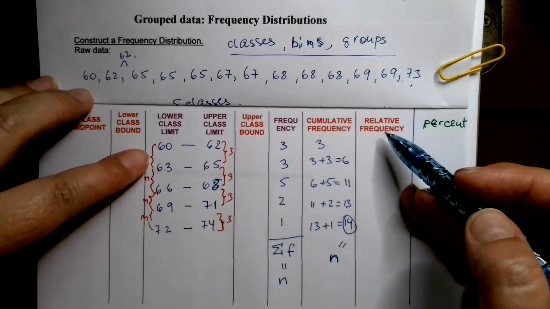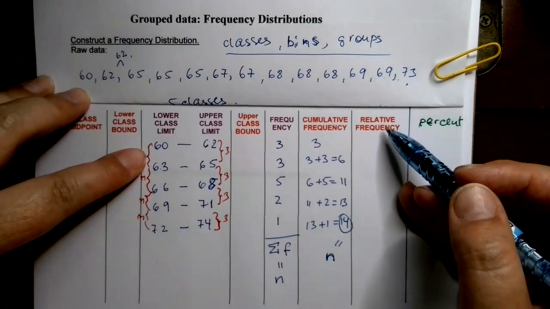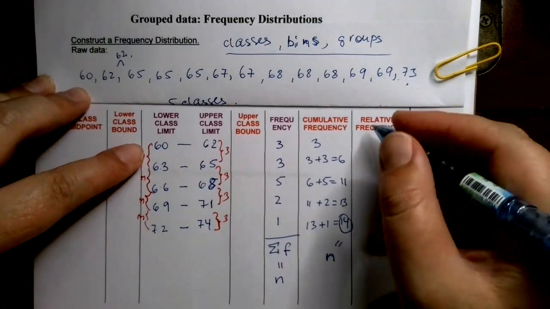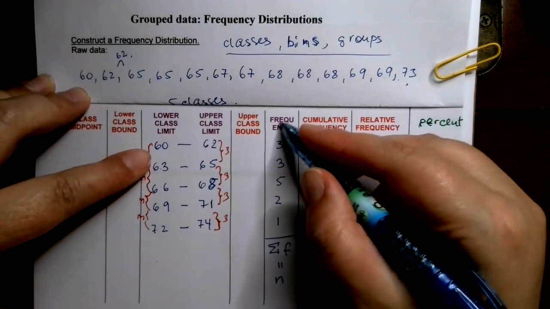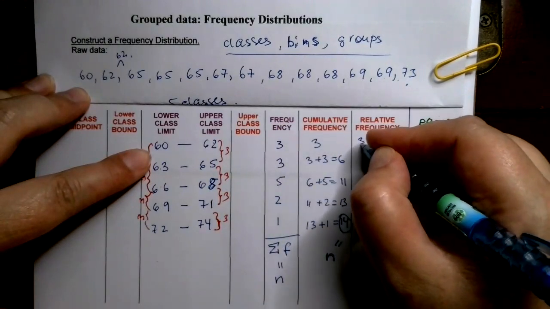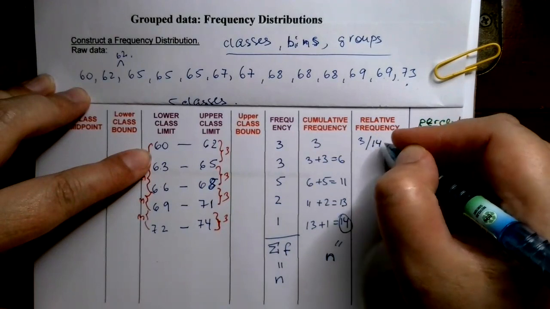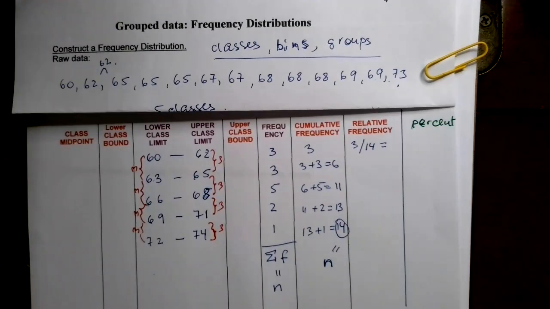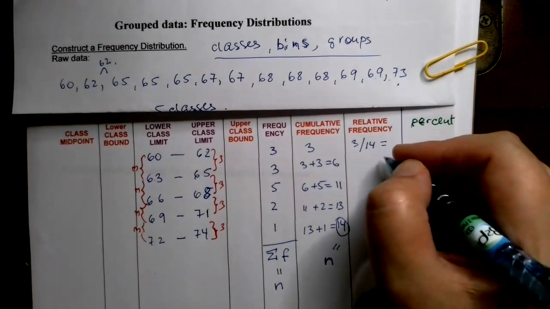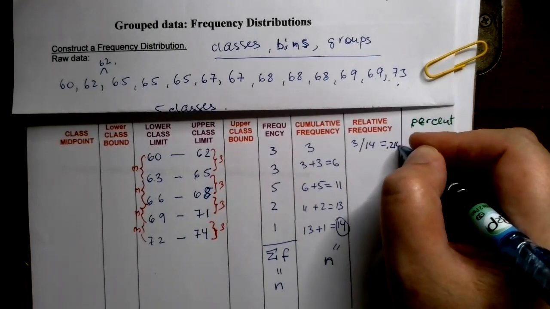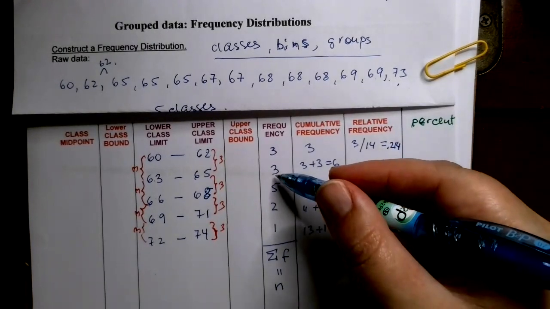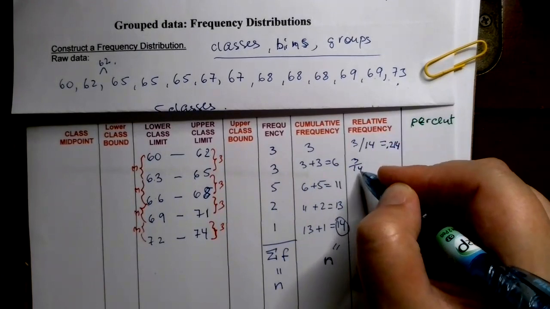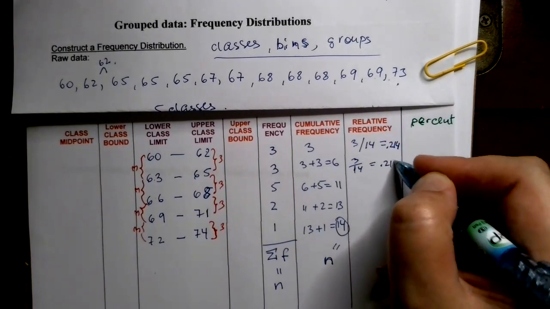The relative frequency tells us the portion of the data values that are located in that specific class. To find it, you take the frequency of the class, which is 3, divided by the total number of frequencies. So for this class, it's 0.214. For class number 2, we have the same situation: 3 out of 14, and this is again 0.214.